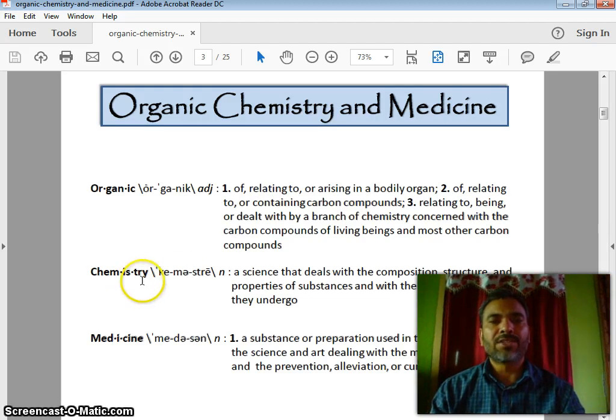Now chemistry, this is a noun: a science that deals with the composition, structure, and properties of substances and with the transformations that they undergo. Now, last one, medicine. It is also a noun: a substance or preparation used in treating disease. Second definition: the science and art dealing with the maintenance of health and the prevention, alleviation or cure of disease.